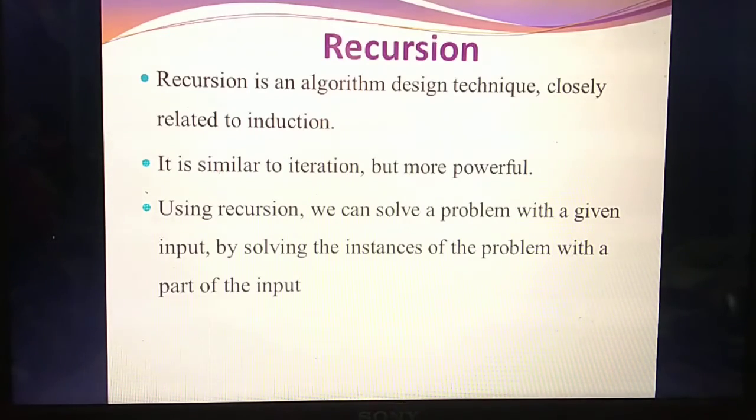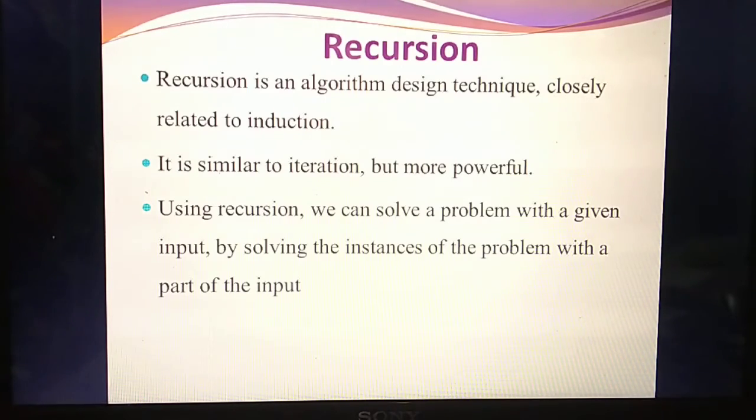Next we are going to study recursion. What do you mean by recursion? The first topic is over. Till now we have studied iteration. The next thing is recursion. This is also an algorithmic technique. Recursion and iteration are almost similar.